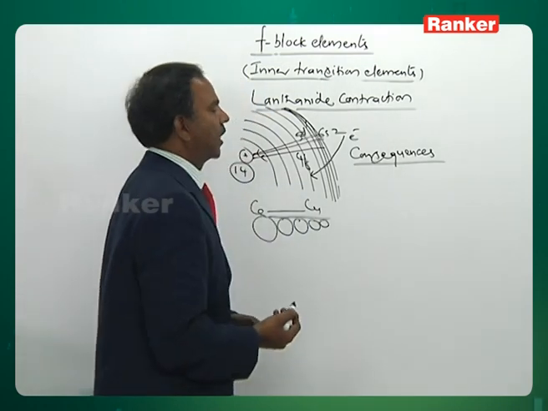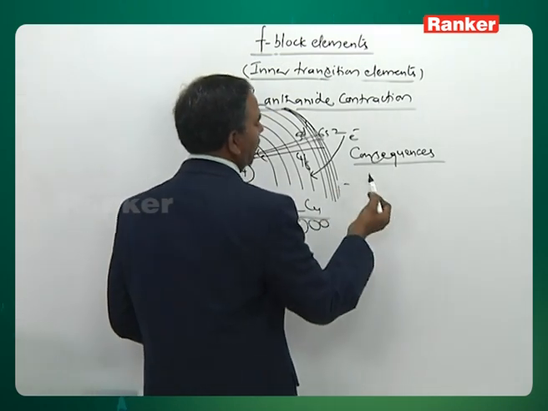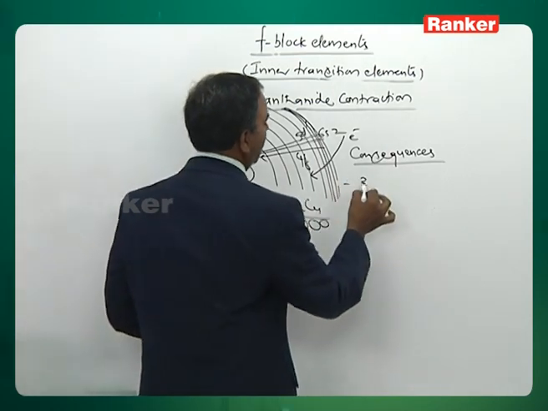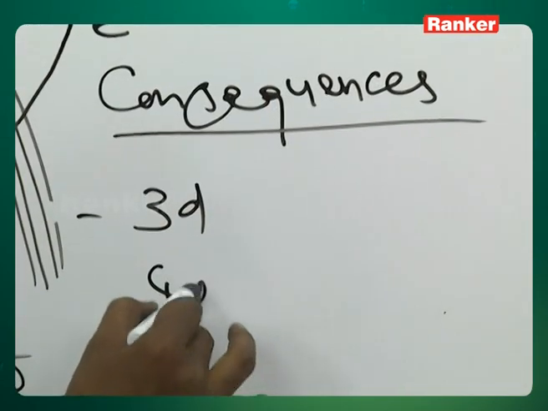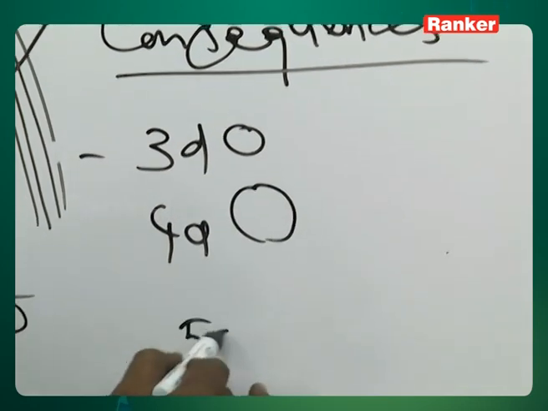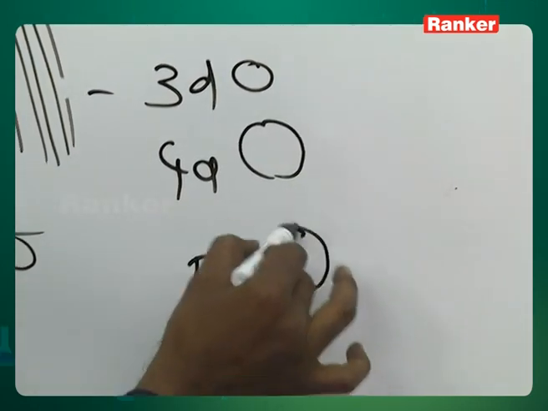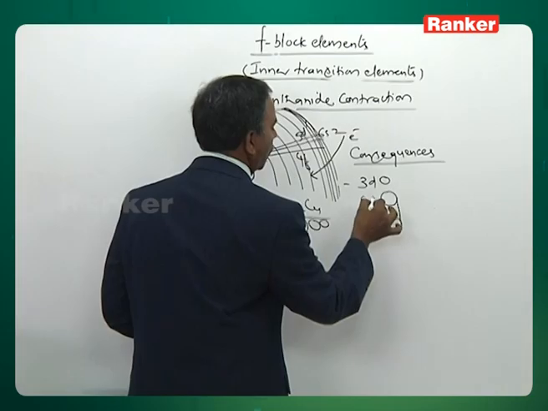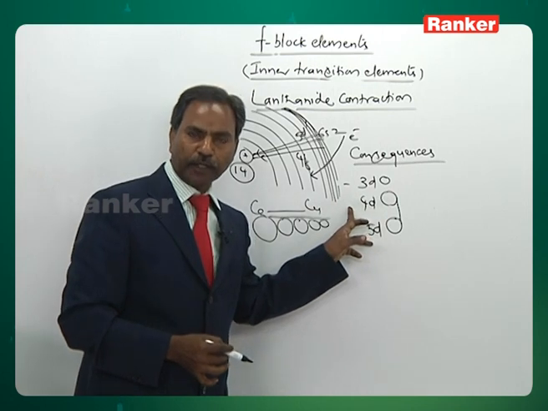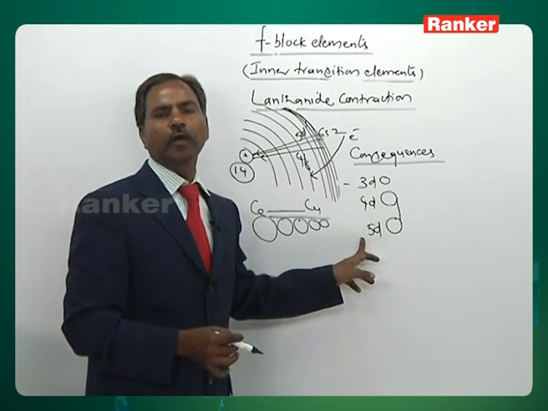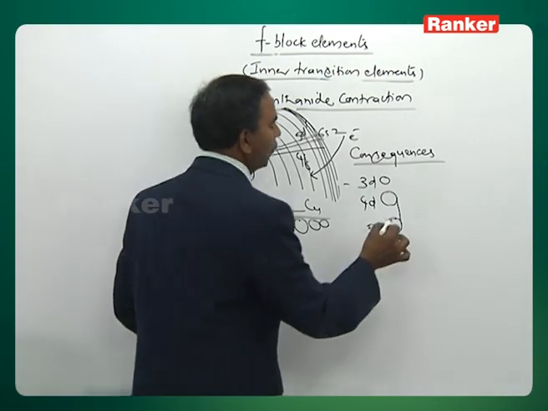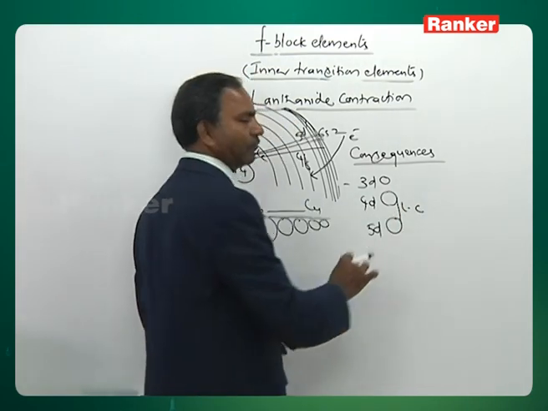Consequence of lanthanide contraction, let us take the first one. Recollect while discussing the d-block, you might be knowing this. From the 3d series to the 4d series, atomic size increases. But from the 4d to the 5d series, the atomic size shows a decrease or remains more or less the same. It is due simply to the lanthanide contraction effect.